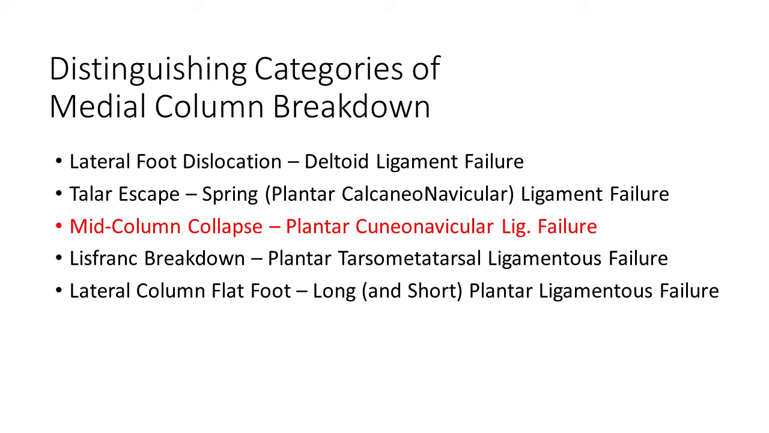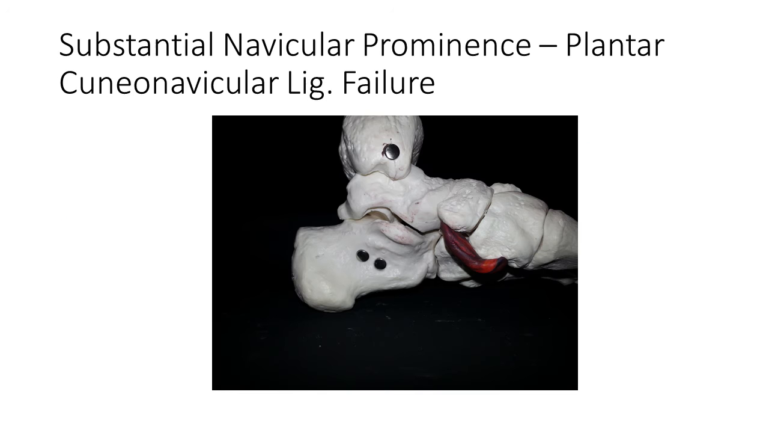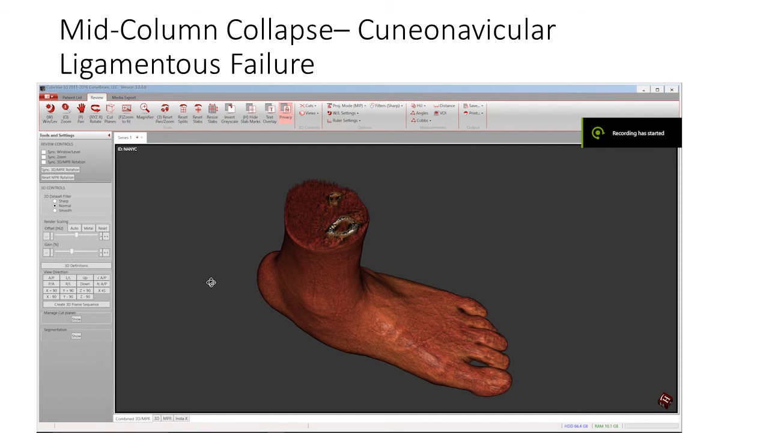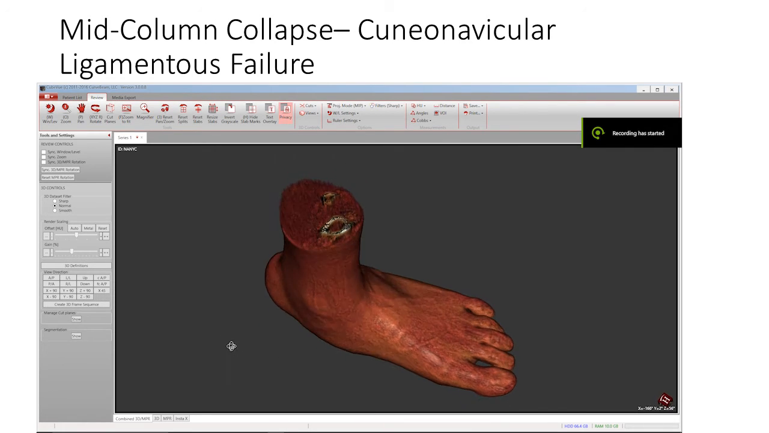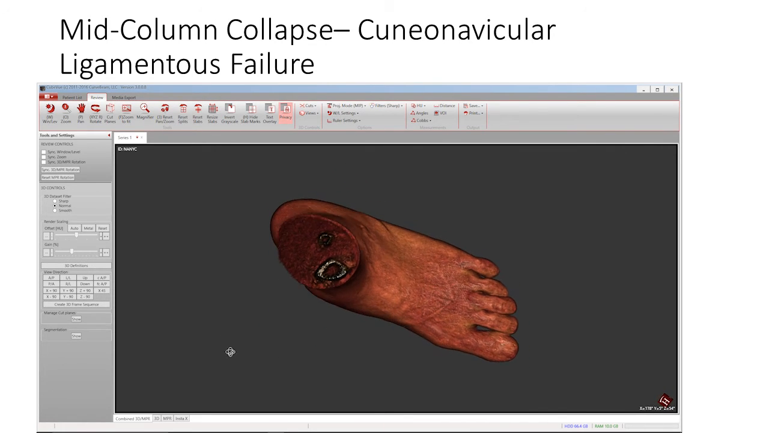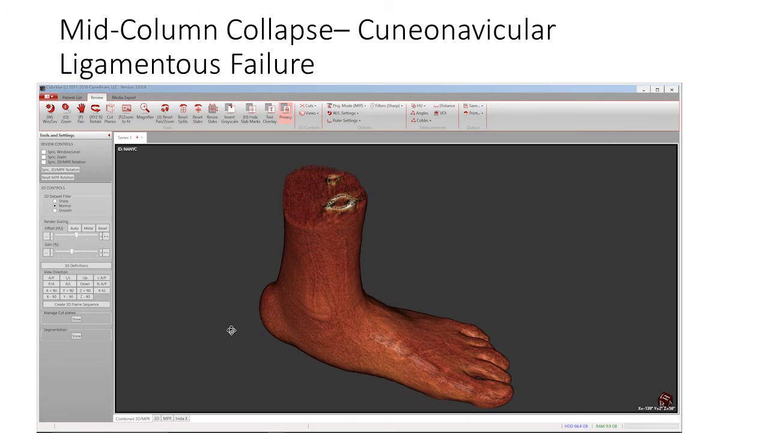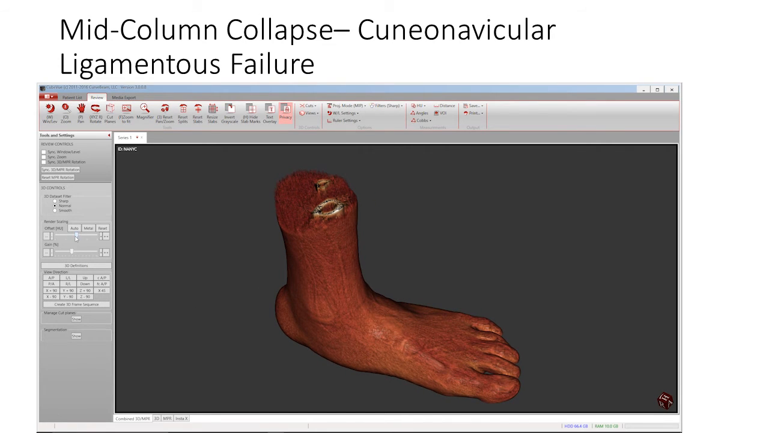Working our way down, we have mid-column collapse, likely due to the weakness in the plantar calcaneonavicular ligament. Here's a description of the ligament that connects the navicular to the medial cuneiform. This is kind of more of a standard type of pathology, and you can see the bulge in the midfoot. And we're calling this mid-column collapse, not midfoot collapse, mid-column collapse. And that's because it's right in the center of the column.